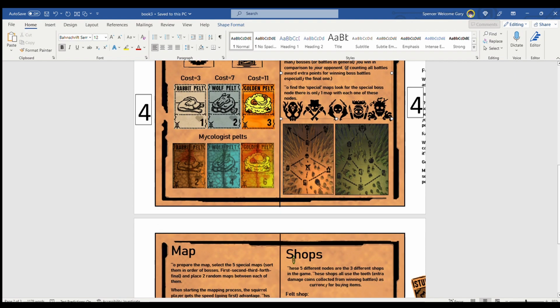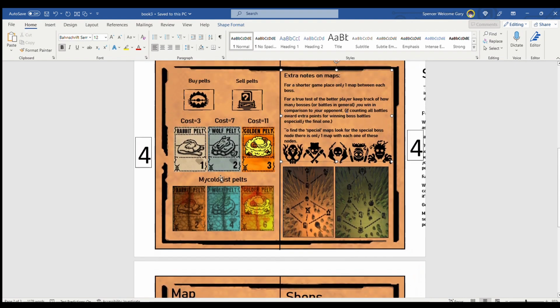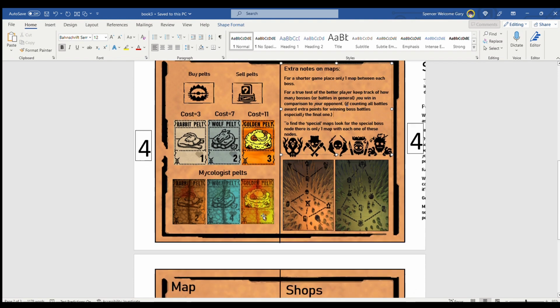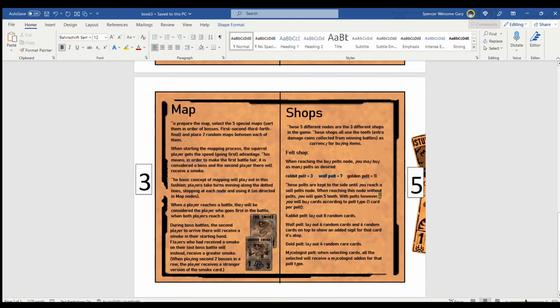Then this would be on the same side as this shop, which is showing off the buy pelts, sell pelts, and how much each one of these pelts costs, and just explaining the mycologist pelts. So this is the page that actually has that information on it, which is these 5 nodes are the 3 different shops in the game.